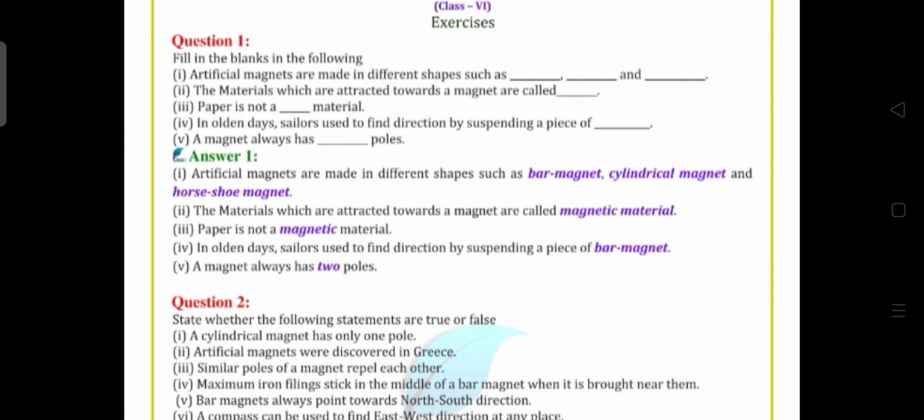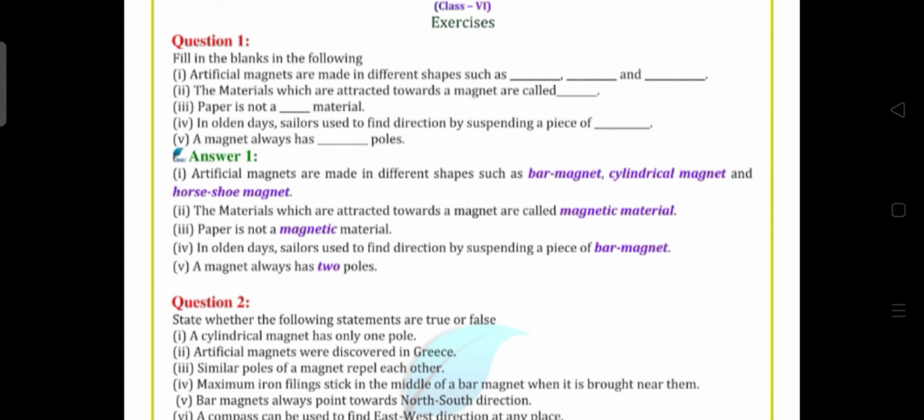And third one, a paper is not a dash material. Whether paper attracts to a magnet or not? Yes, the paper will not attract to the magnet. That means it is a non-magnetic material. That means it is not a magnetic material. Okay, now we can move to fourth one.